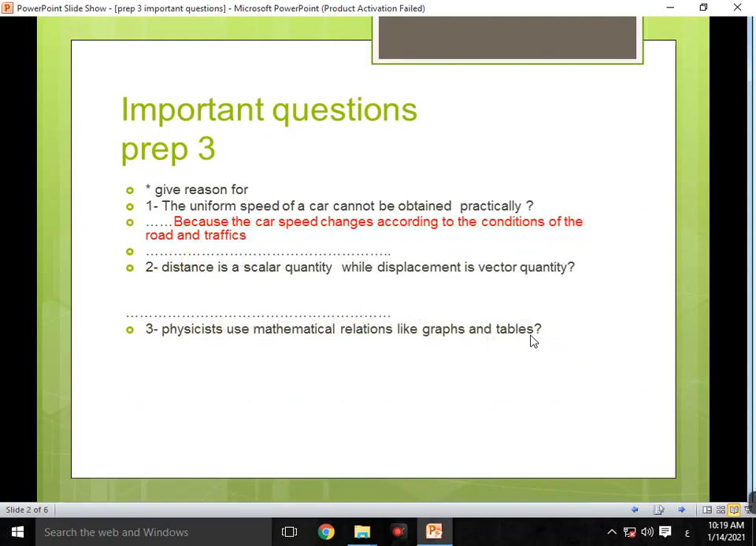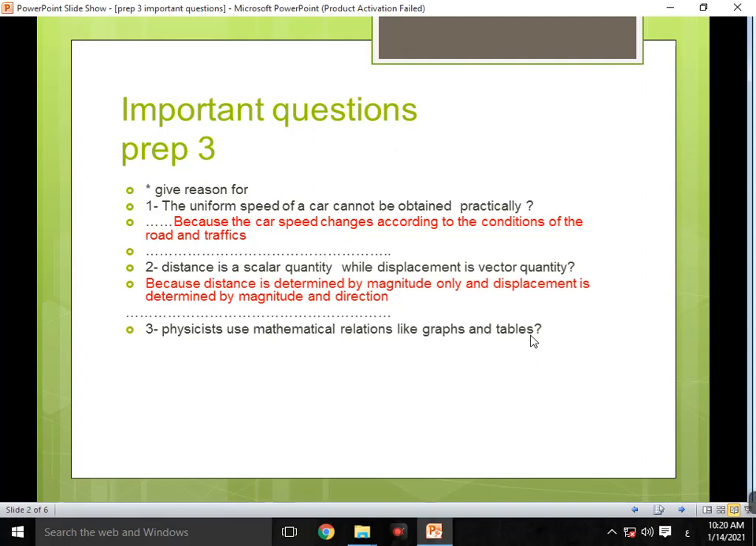Number 2, distance is a scalar quantity while displacement is a vector quantity. You have learned about scalar that we need its value only, but for a vector quantity we need its value and direction, because distance is determined by magnitude only and displacement is determined by magnitude and direction.